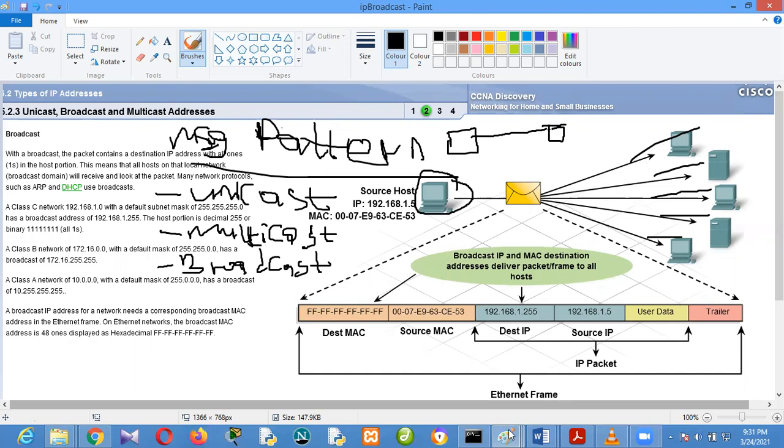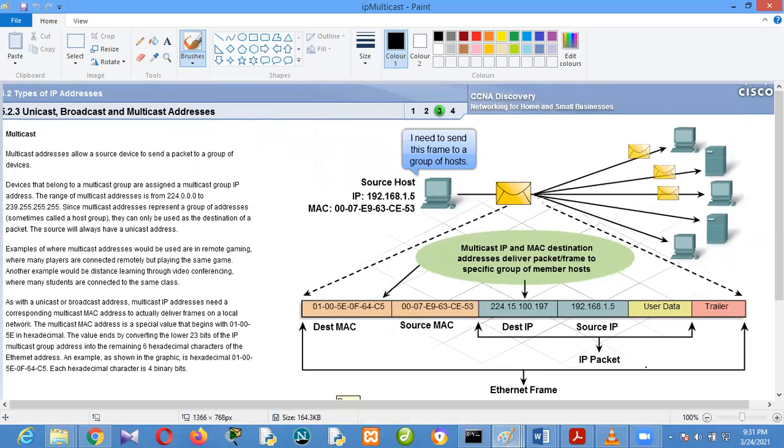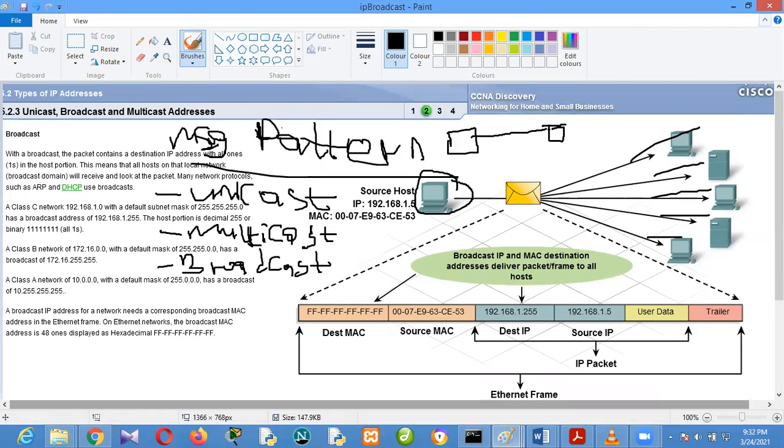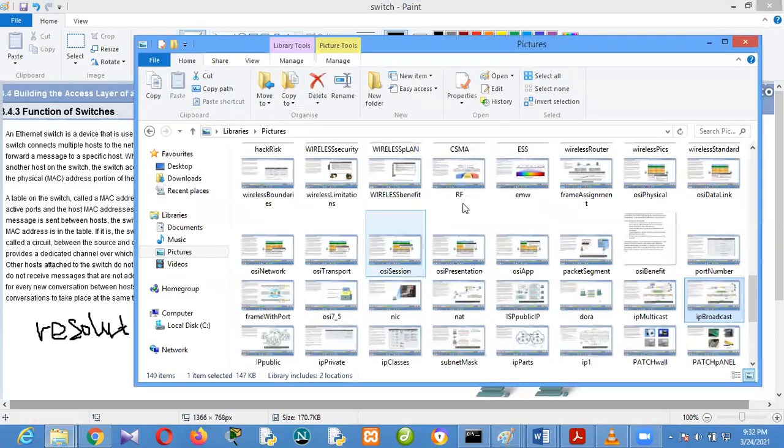But with multicast, you are sending to some. There are five here, but this host is sending to just three. These two are not part of the message. So such a message pattern is referred to as multicast. So we have unicast, broadcast, and multicast message patterns. I'll come back to this later on, but just know that we have message patterns like that.